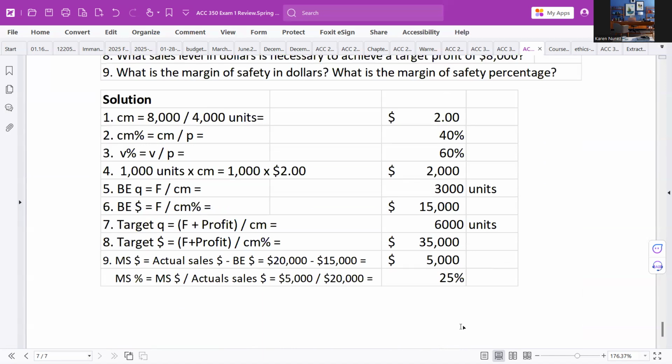So that's pretty much it. And exam one will have four problems on it. Bring a calculator. You will not be allowed to use the calculator app on your phone.